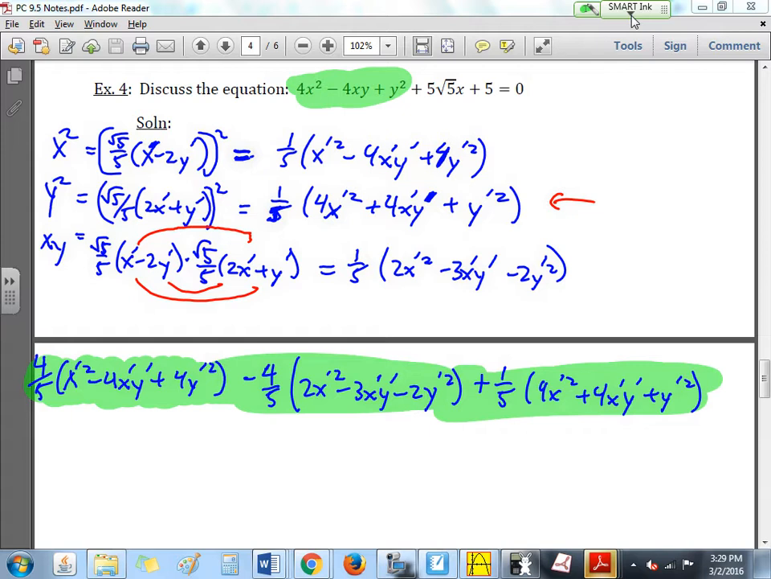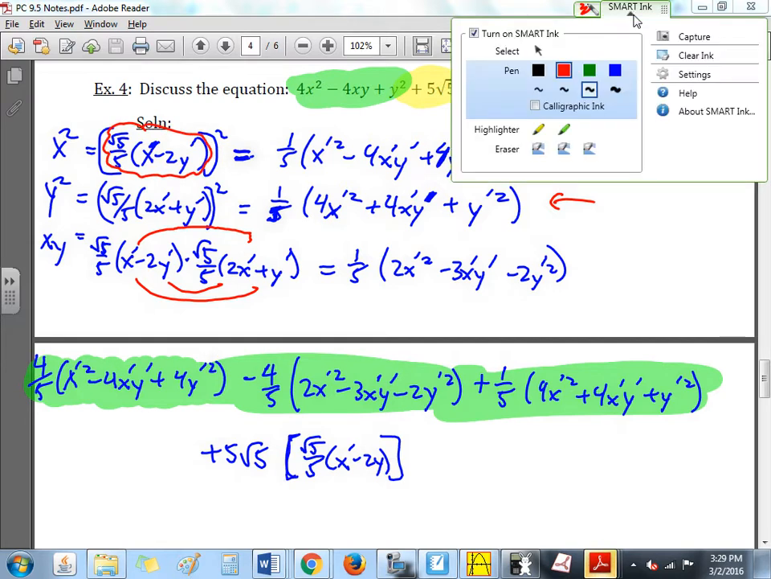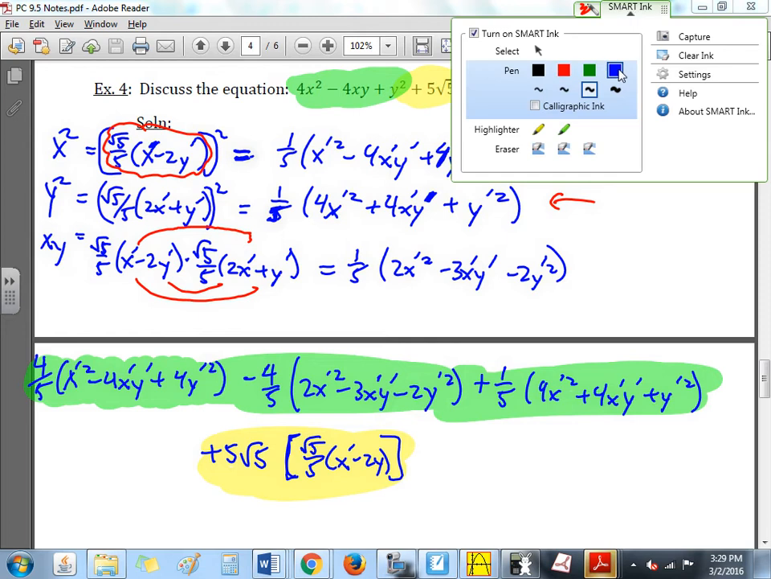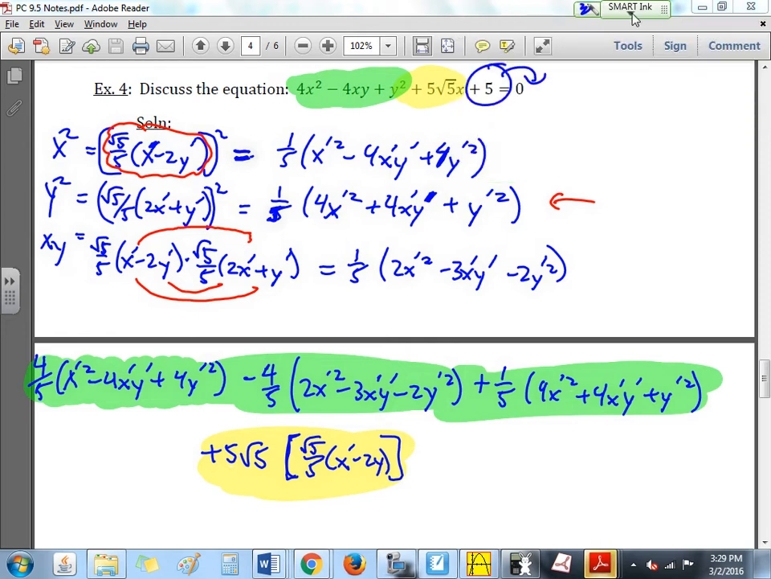Okay, and then this gets interesting. The last problem we didn't have this extra linear term here, so I'll do this one in yellow. Our next term is 5 rad 5x. So we have to do 5 rad 5x. Remember the x was root 5 over 5 x prime minus 2y? The x is on our page. It's actually right here. Okay, so that's the yellow term. And then we have a plus 5 and the equals 0. So Mr. Shore is going to take the plus 5 and move it to the other side. So I'm just going to write equals negative 5.